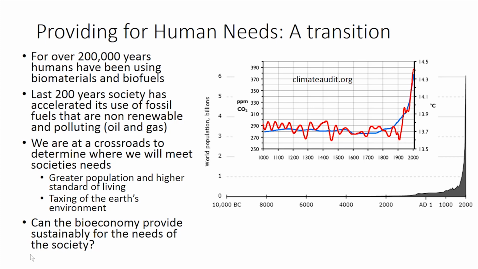So right now, at this point, you can see with the population and the carbon dioxide and other burdens on the earth, we're at a crossroads. We need to understand and develop new ways to provide for society's needs without taxing the earth in the same way we're doing right now. And then the whole point of this course has been, okay, we have some possibilities for bioproducts and bioenergy to meet the needs, and how can we do that sustainably?